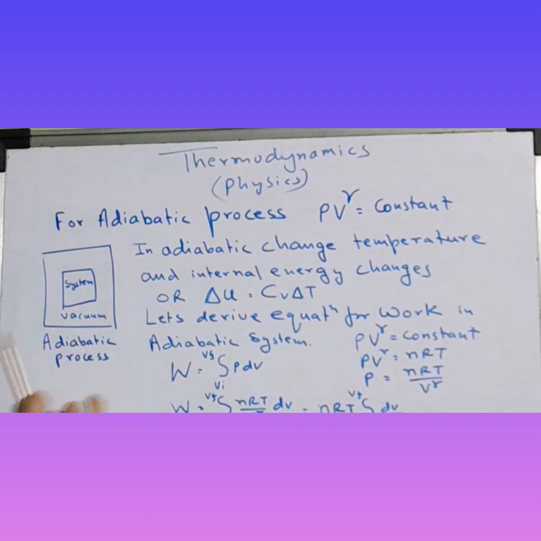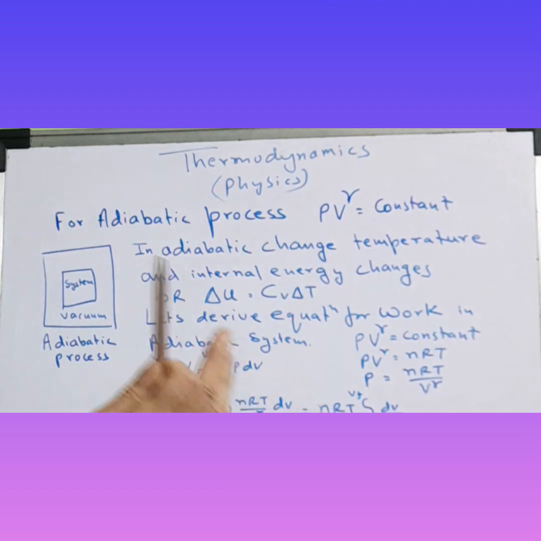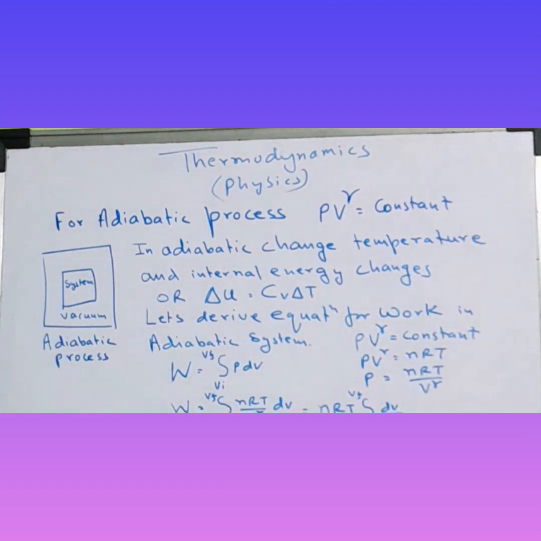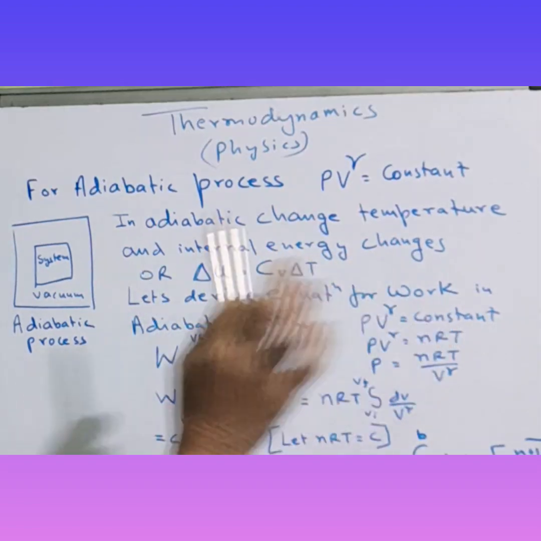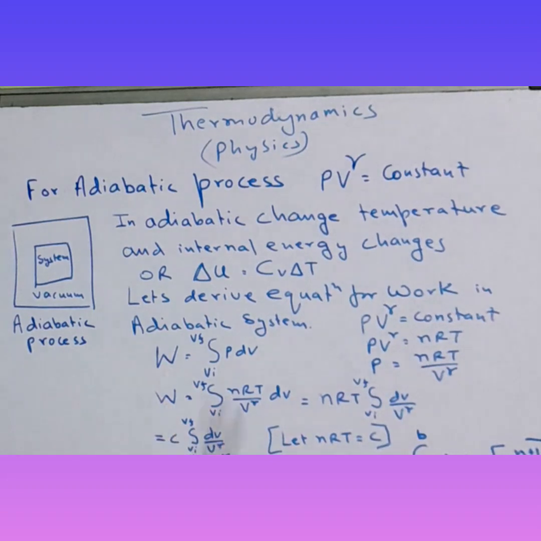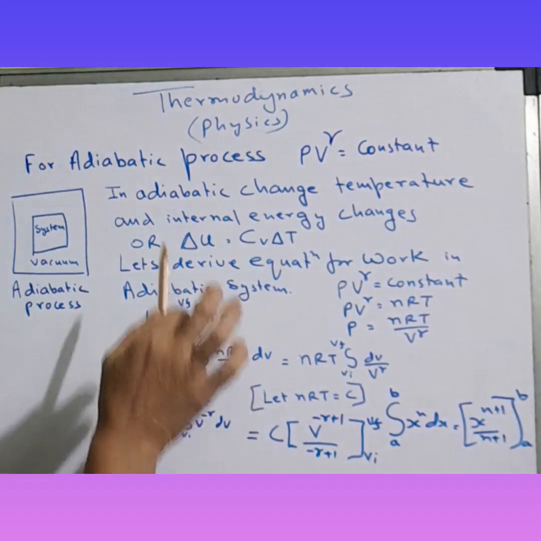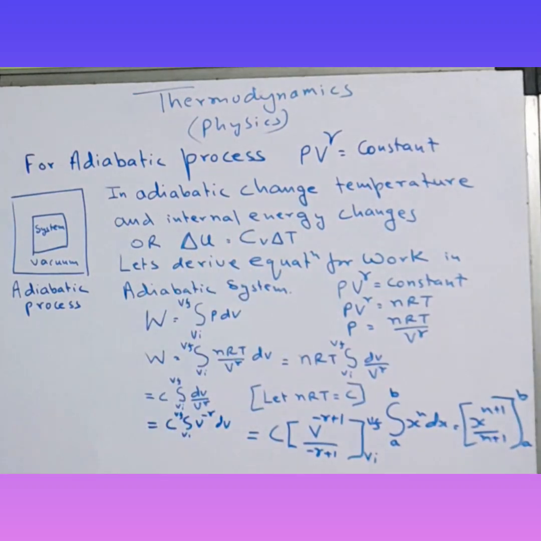So that's the reason why, in an adiabatic process, if the reaction is exothermic or endothermic, the temperature of the system rises or falls. Now in an adiabatic change, temperature and internal energy change. There is no external thing, so it is internal energy which changes. Del U is equal to CV del T, where CV is specific heat at constant volume.